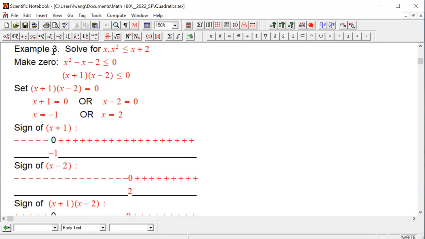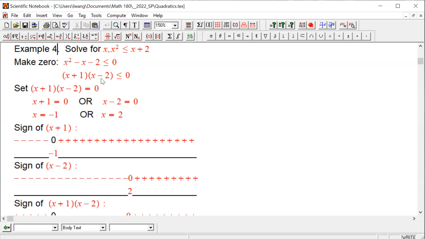So let's look at the fourth example. This is example number 4, right? So we have x squared less than or equal to x plus 2. Okay, in this case, we're going to make it 0, right? Why make it 0? I'm going to explain why after this example. When we don't have 0, we make 0.